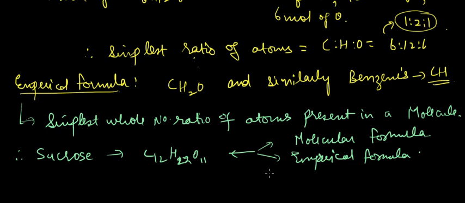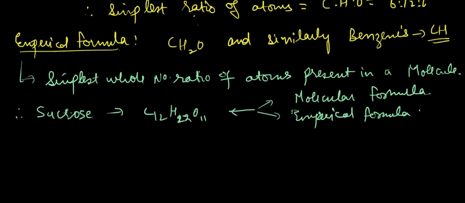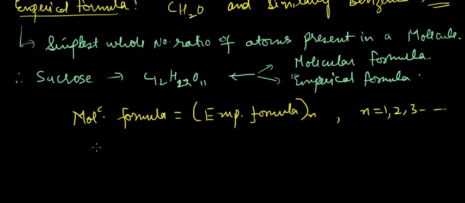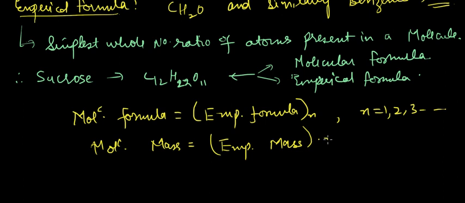Okay, so just a mathematical representation: molecular formula can be written as empirical formula times n, where n goes from 1 to 3 and so on. And similarly, molecular mass can be written as empirical mass times n. Again, n varies from 1 to 3 and so on.